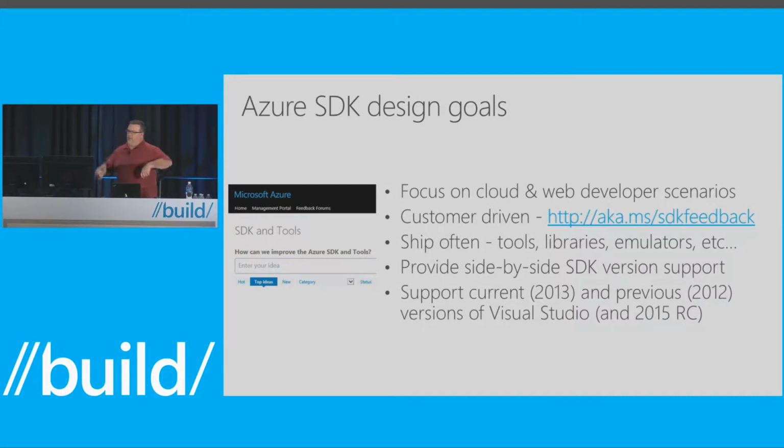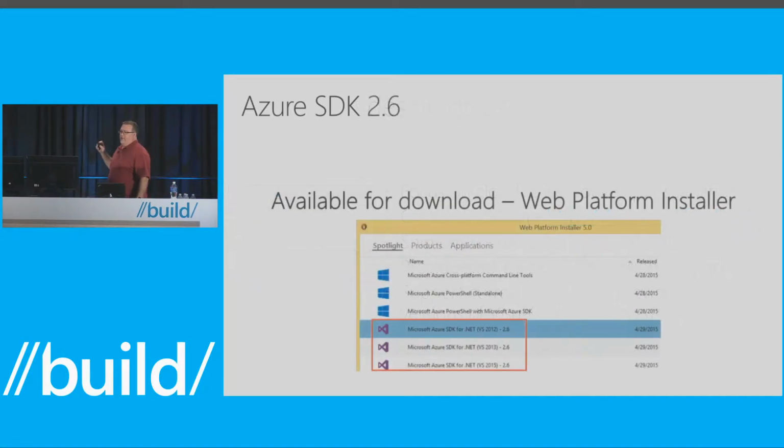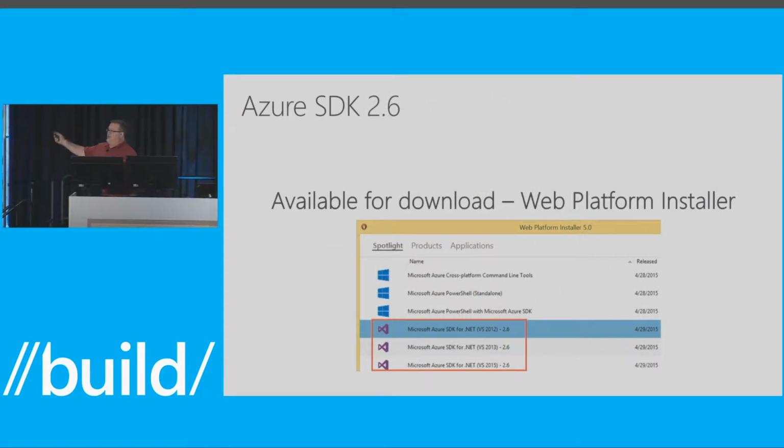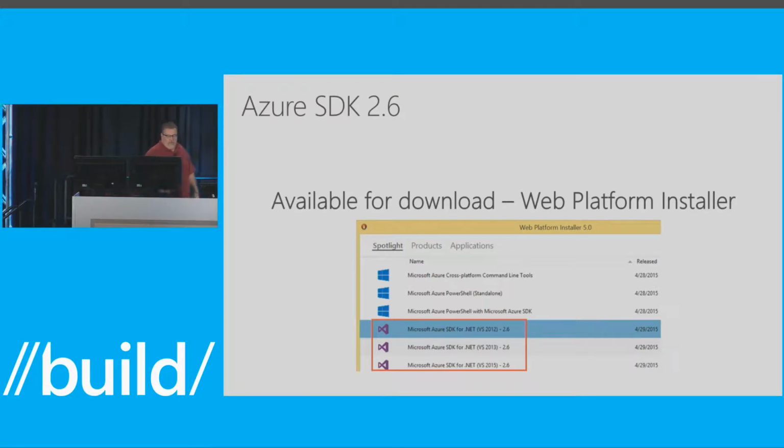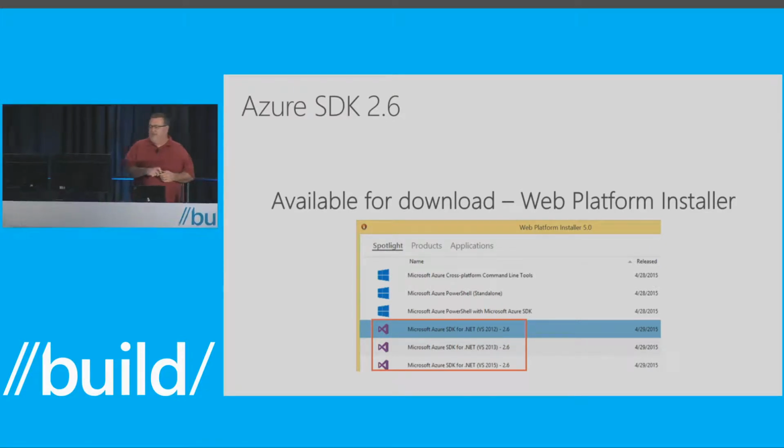Typically we support the current version of Visual Studio and then one version back. We're in an odd state because we have the new Visual Studio 2015 RC that was just released, and we have an SDK supported on that version also. So right now we have 3 different ones for you to choose from. If you go to the Web Platform Installer, you can install any one of those 3. So it's available today. Go to the Web Platform Installer and install the one that matches the Visual Studio version you're running.